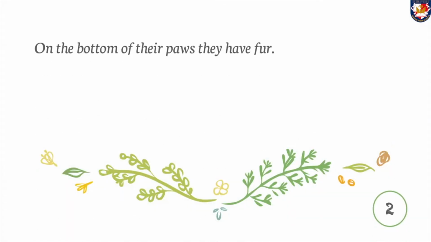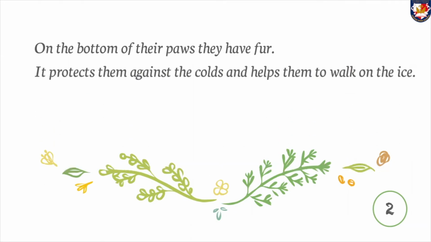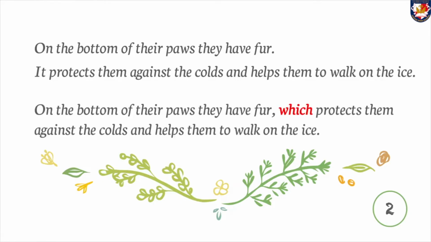Now, what about the next example? On the bottom of their paws, they have fur. The second is, it protects them against the cold and helps them to walk on the ice. I give you 5 seconds to think what the answer is. Yup, very good job. We have to erase the use of it and put which on it. So the sentence becomes, on the bottom of their paws, they have fur, which protects them against the cold and helps them to walk on the ice.